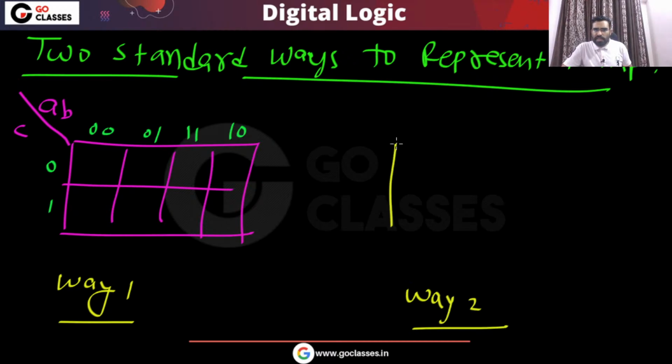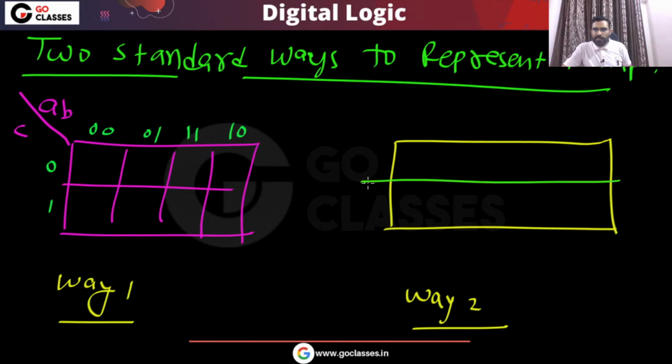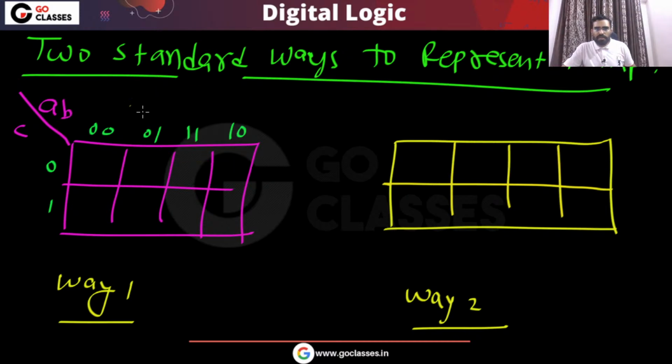Some authors, some standard resources, use this representation to represent the K-map. They don't write this code. What they will write is very simple. See, here A is 1. You can notice here A is 1.